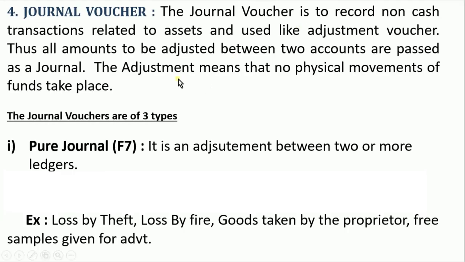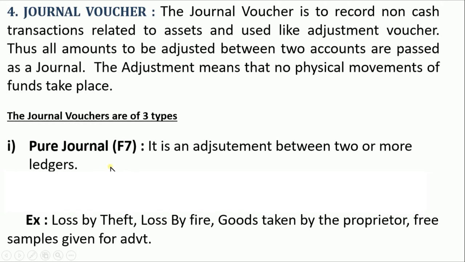All amounts to be adjusted between two accounts are passed as a journal. The adjustment means that no physical movement of funds takes place. The journal vouchers are of three types. Pure journal, that we will take by pressing F7. Pure journal is an adjustment between two or more ledgers. Examples: loss by theft, loss by fire, goods taken by the proprietor, free samples given as advertisement.